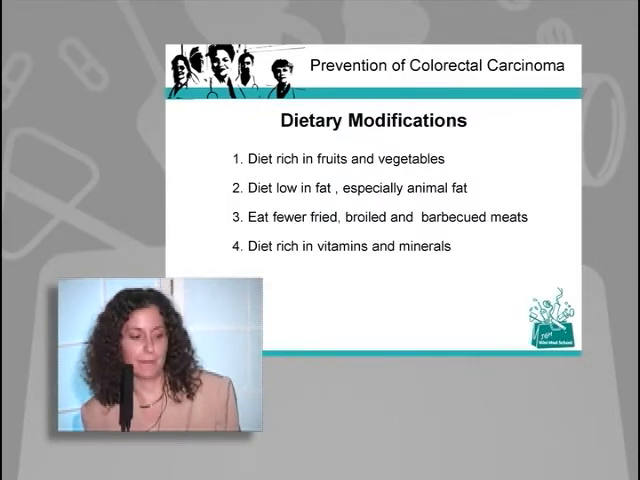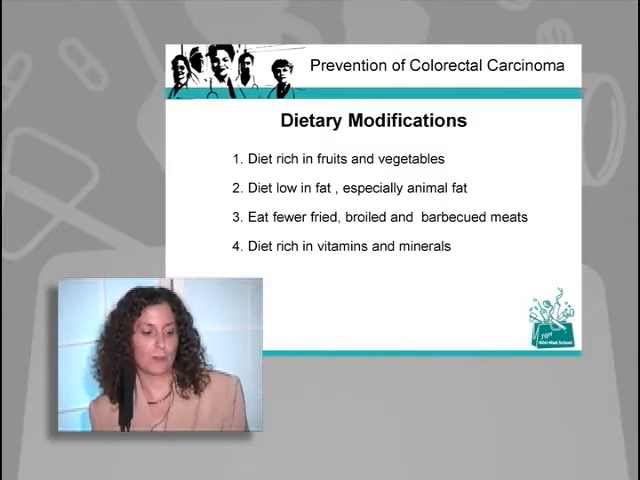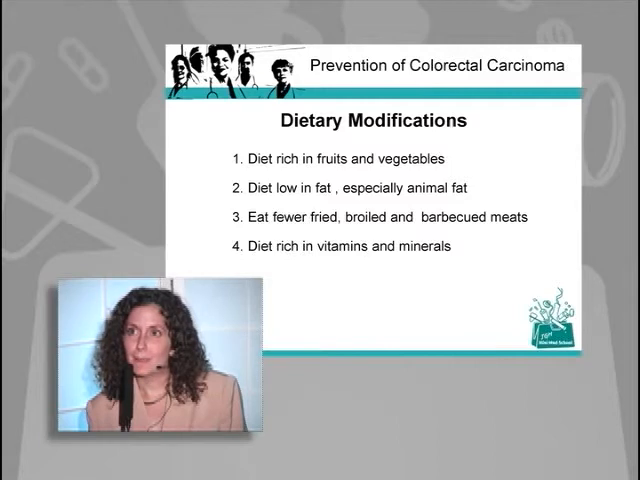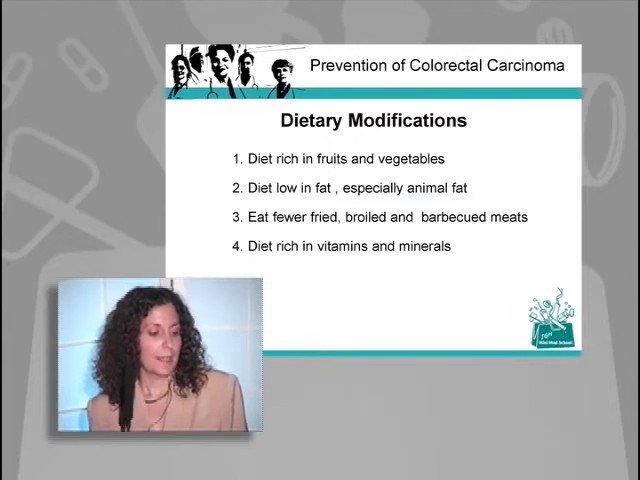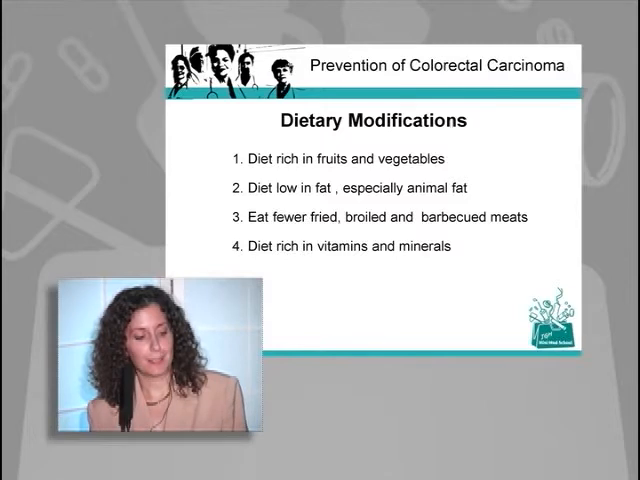In terms of dietary modifications, you want to have a diet that's rich in fruits and vegetables. We talk about at least 5 to 10 servings a day. A diet that's low in fat, especially animal fats. You want to eat fewer fried, broiled, and barbecued meats because by frying them or barbecuing them or grilling them, you tend to release carcinogens, heterocyclic amines that are bad for you and can cause cancer. And you want a diet that's rich in vitamins and minerals, things like folate, selenium, vitamin A, C, E, calcium, vitamin D. These are all very important components of your diet.